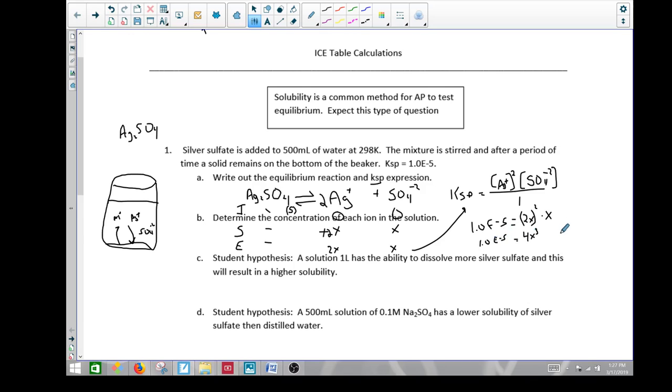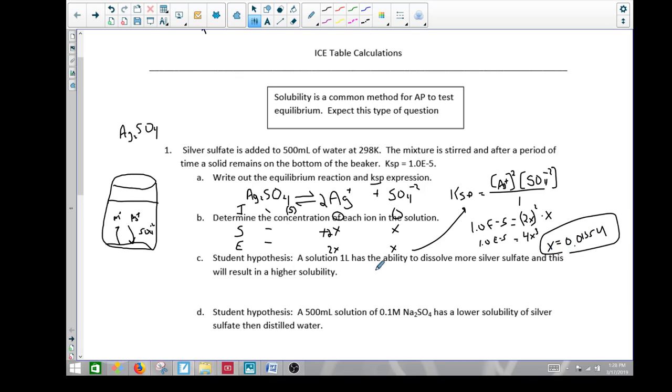To solve for x, we divide out the 4. So 1.0e-5 divided by 4, and then cube root this or raise it to the power of 1/3. So caret, parentheses, 1 divided by 3, and I get 0.0135. So x in this case will equal 0.0135 moles per liter.